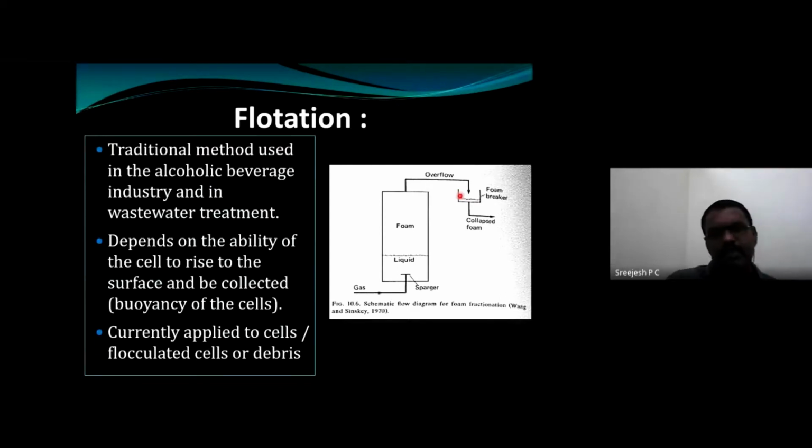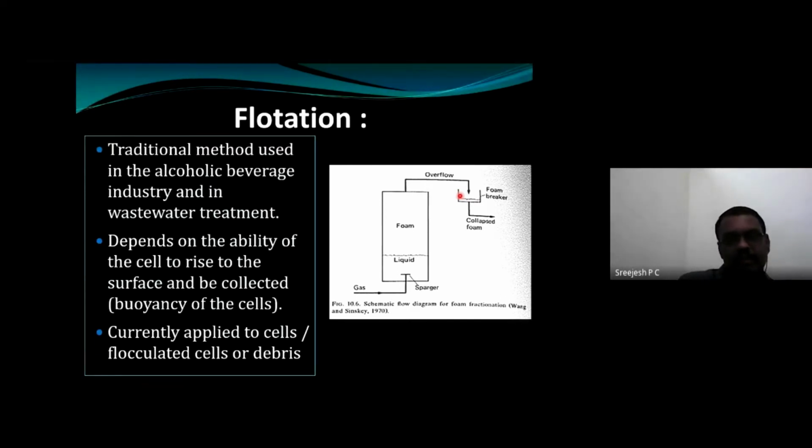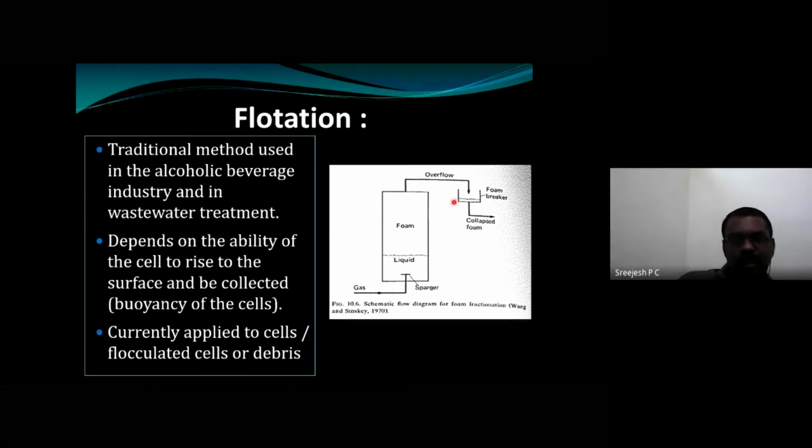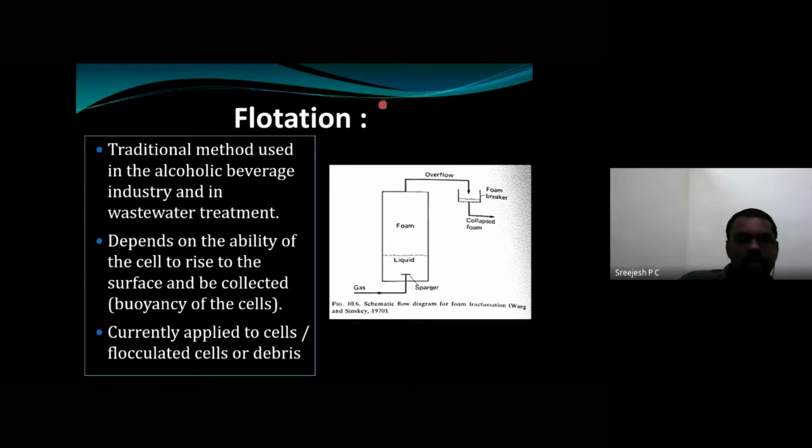So this is a very old technique which was used for the clarification of fruit juices, especially in wine production. Even this flotation is used in wastewater treatment to remove solids, and it is also used for ore extraction, which we call the froth flotation technique. When flotation is exploited this way, we call it froth flotation.